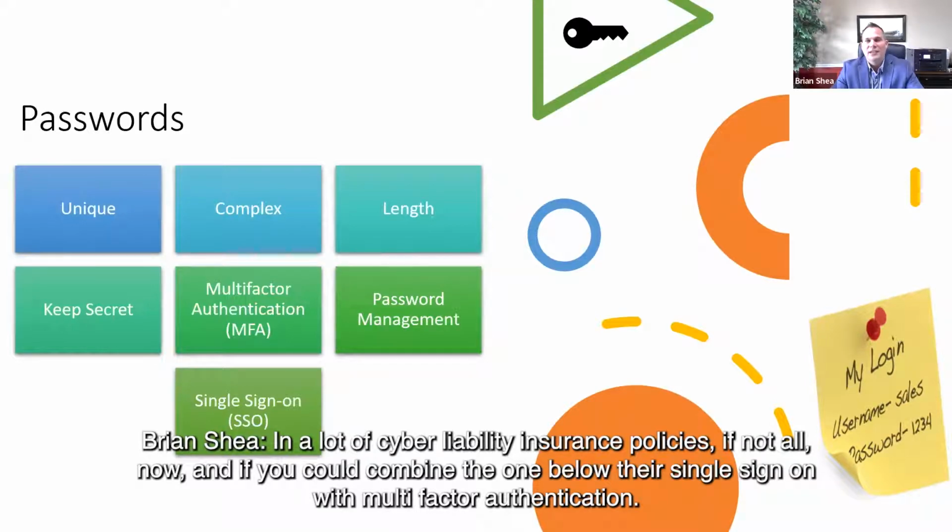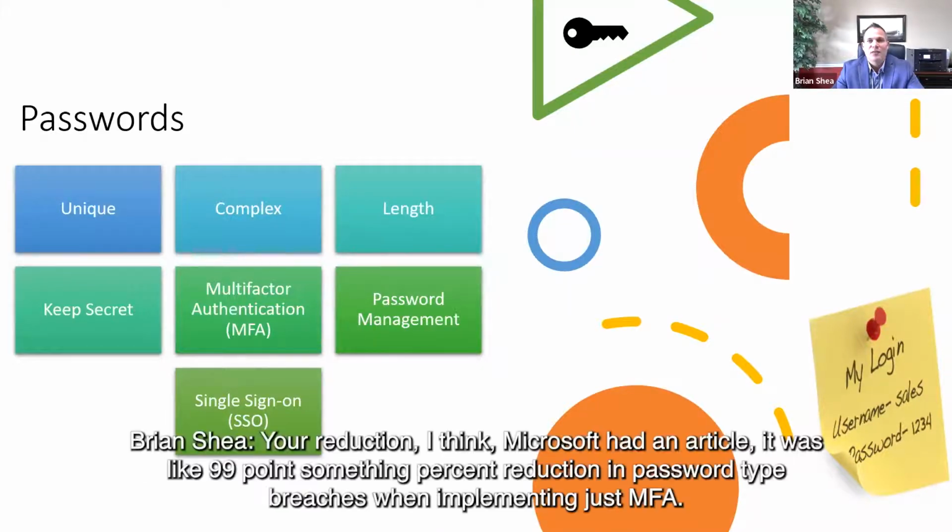And if you could combine the one below there, single sign-on, with multi-factor authentication, the reduction, I think Microsoft had an article, was like 99 point something percent reduction in password-type breaches when implementing just MFA.